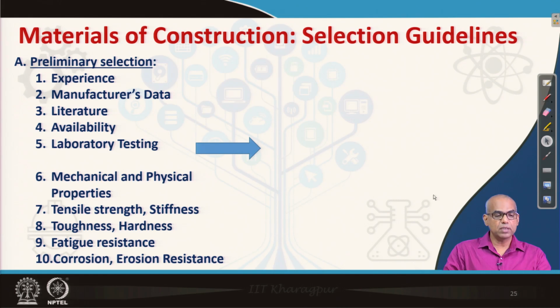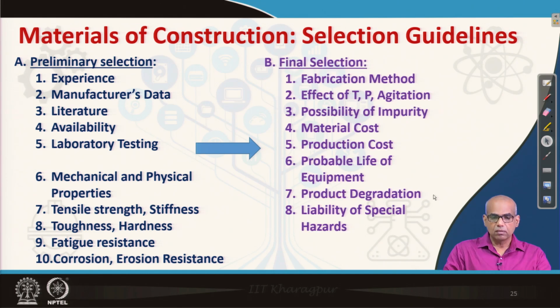So, here are certain guidelines for selection of materials of construction. Preliminary selection can be done based on experience, manufacturer's data, literature, availability, laboratory testing. Then properties: mechanical and physical properties, tensile strength, stiffness, toughness, hardness, fatigue resistance, corrosion and erosion resistance. Now, after doing preliminary selection, you will perhaps select a set of materials of construction which are probable candidates, then this will go to final screening.